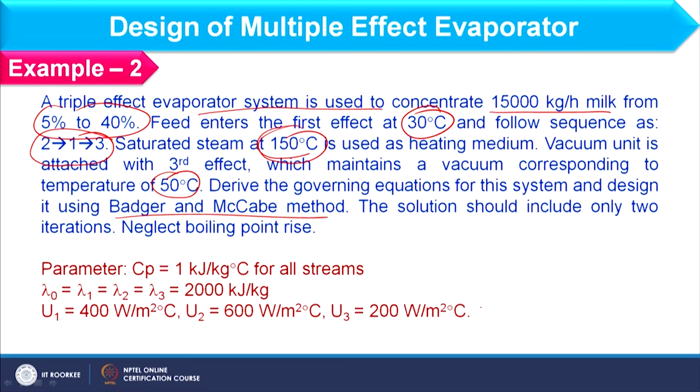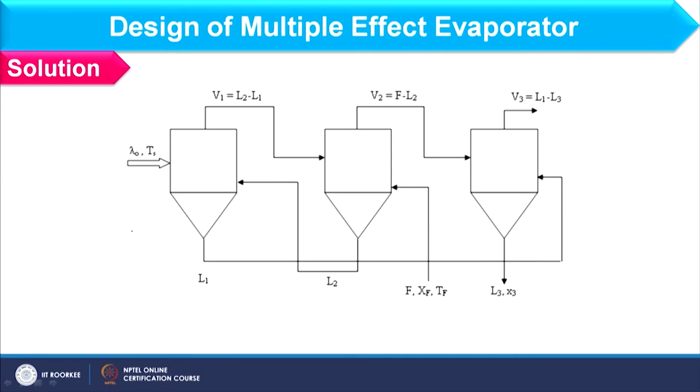We have to design this using the Badger-McCabe method, and here I have some known parameters. In this solution we have to consider only two iterations, neglecting boiling point rise. This is the flow sequence, where feed is entering into the second effect, then to the first effect, and then to the last effect. In this way the final product exits from the last effect, and that is L3.